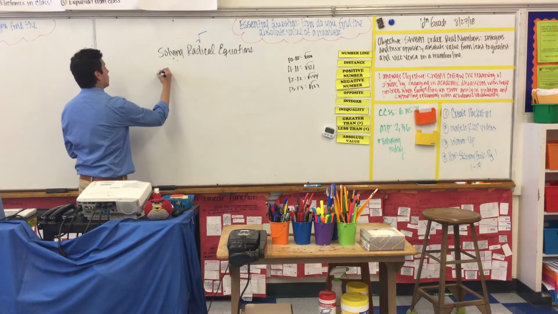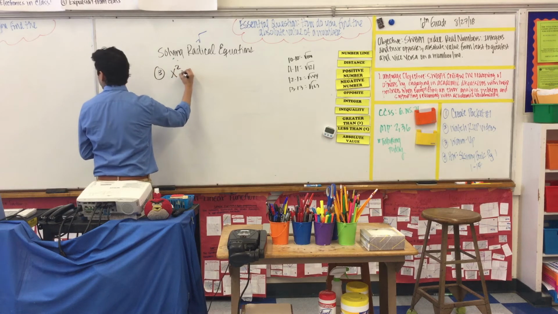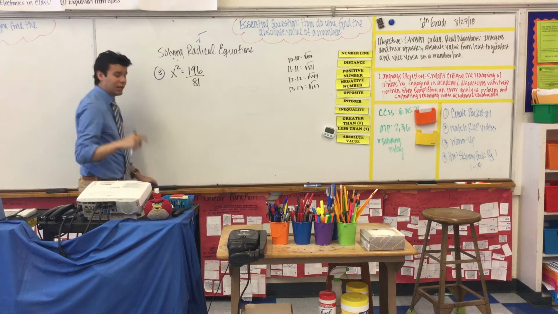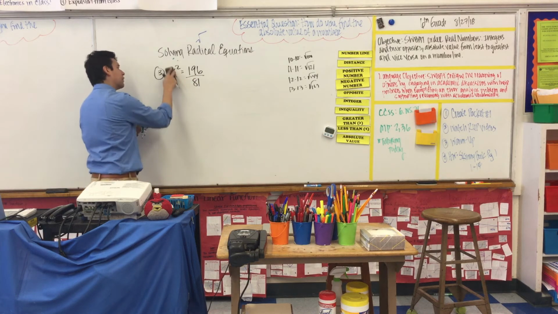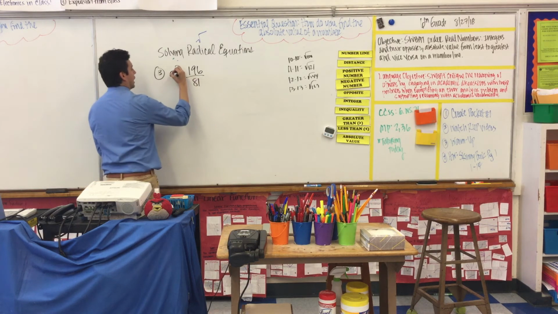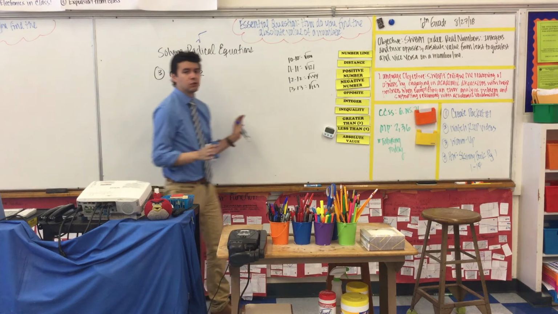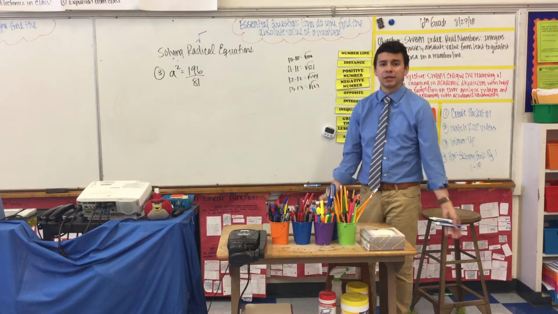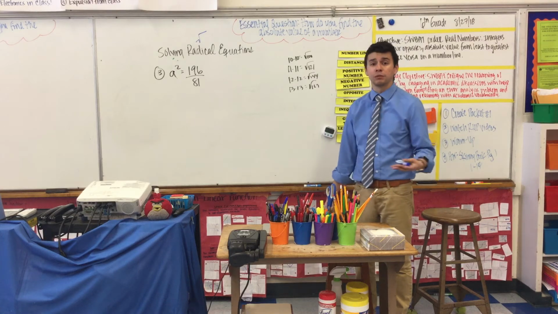Number 3, x squared equals 196 over 81. And you know what? Let's take out the x. Let's put a different variable. Let's say a squared. Oh my God, it's the end of the world. Mr. Hernandez changed the x to an a. It's the same thing. It's a variable. A letter is a variable.